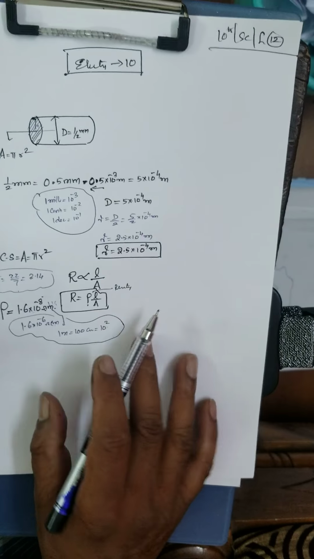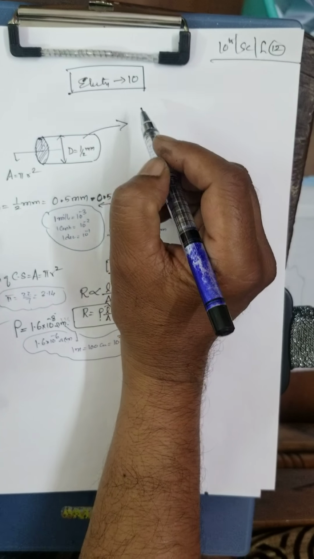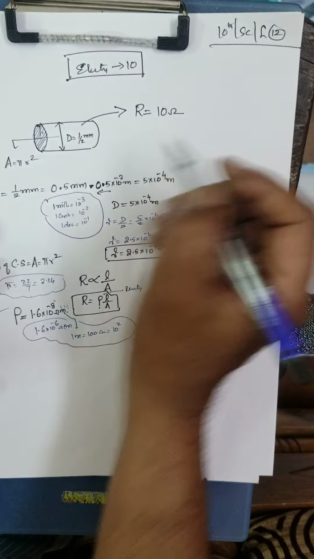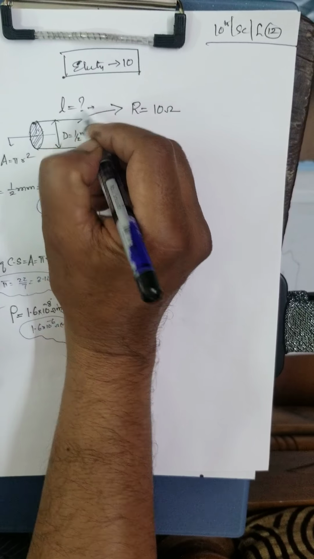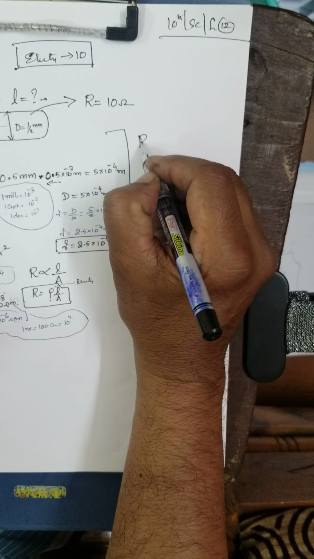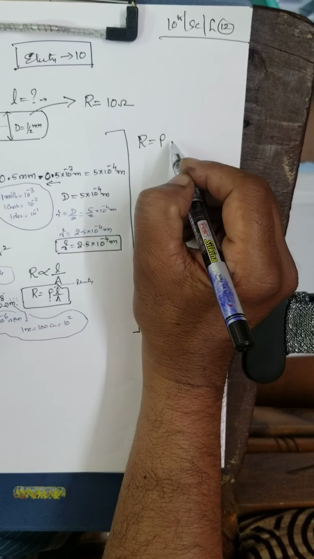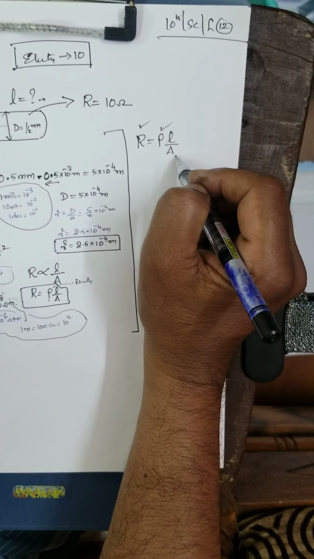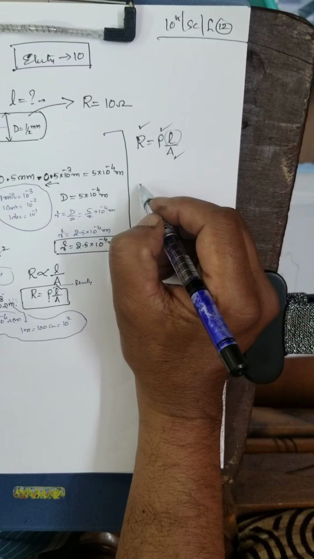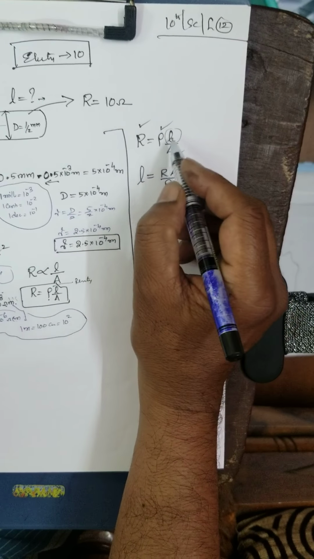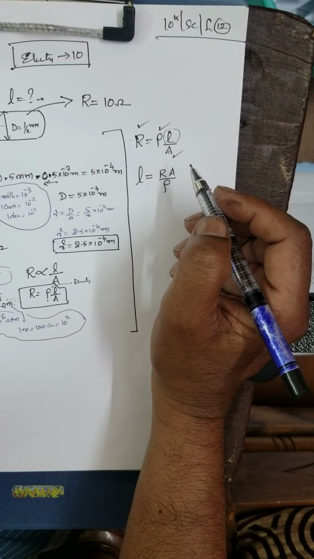Now, suppose the resistance of the wire is say 10 ohm. Now, what should be the length? They'll ask you to calculate the length. See, here resistance is equal to rho L by A. Resistance value is given, rho is given, A is given, you have to find out L. Therefore, what I write? L is equal to R A by rho, right?